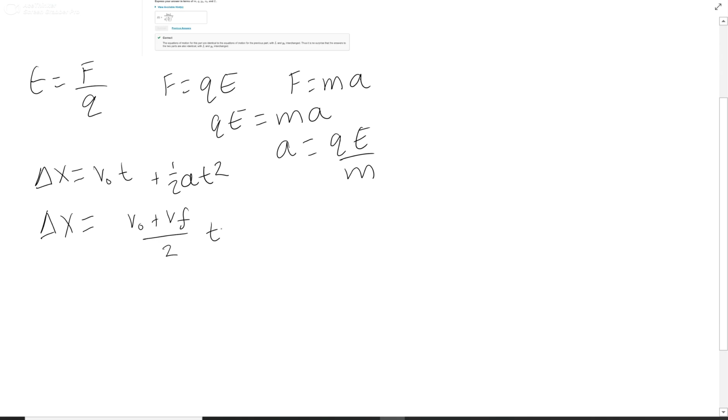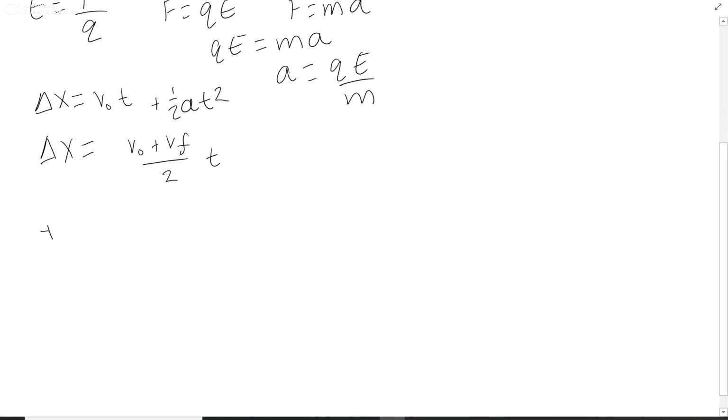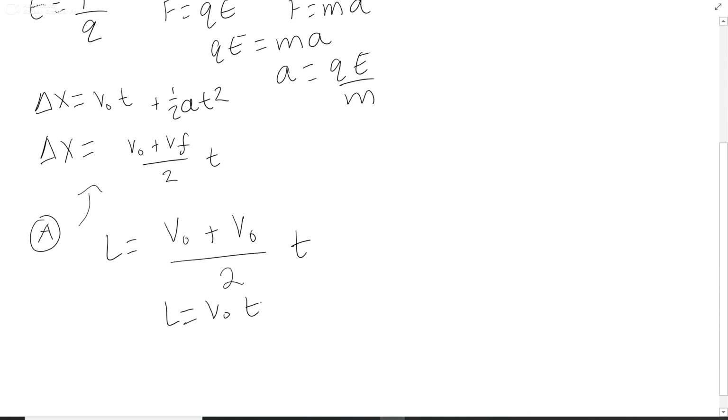Now for part A, we're going to use this second equation right here. Our delta x in the x direction is L. Our initial velocity is V0, and our velocity in the x direction is not changing, so our final velocity is also V0. When you simplify that down, L equals V0 times t, and then your time t is L divided by V0.